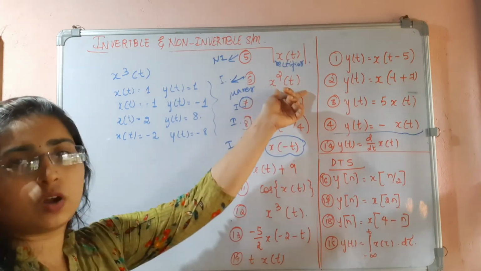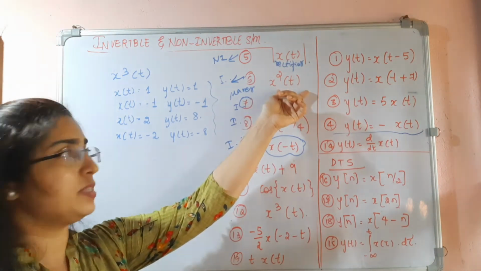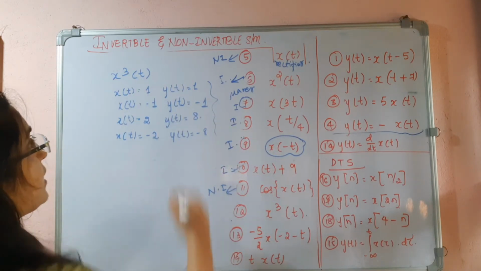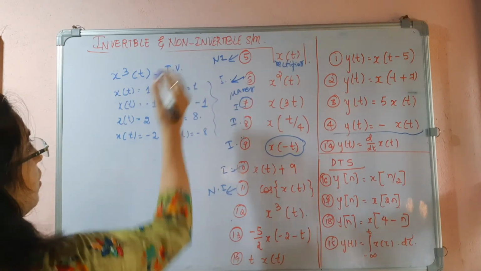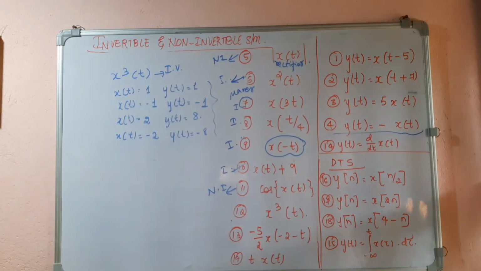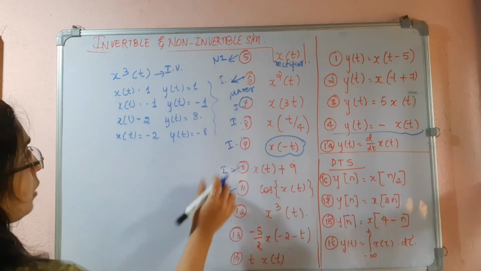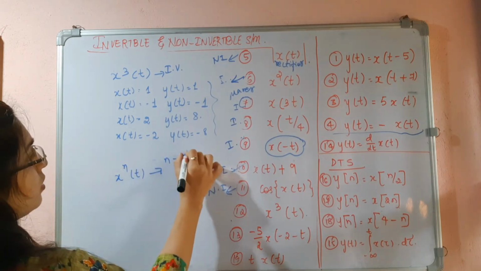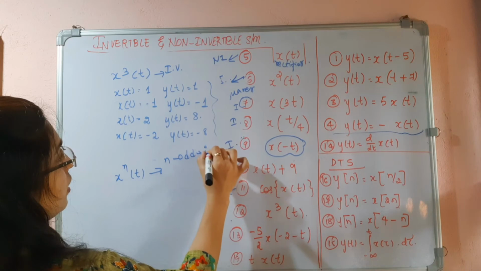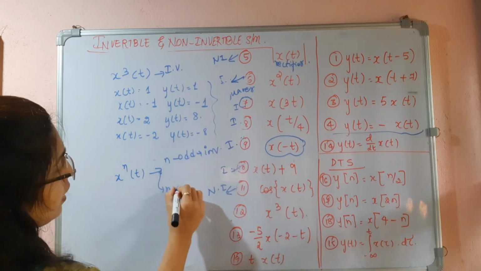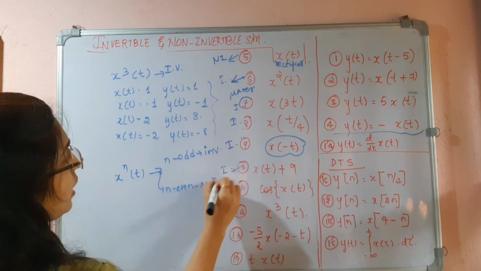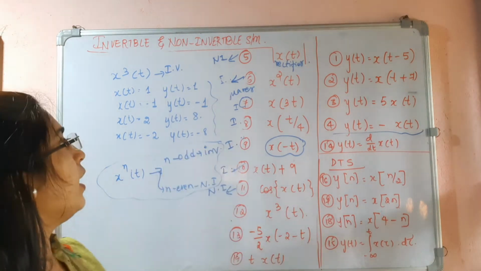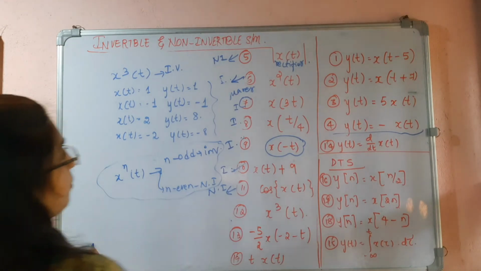In the earlier case it was not like that, so it was a non-invertible system. But here it is producing distinct outputs, so I can call this an invertible system. So that means x to the power of n of t, if n is odd, this is invertible. If n is even, this is non-invertible. Okay, this is an important point.